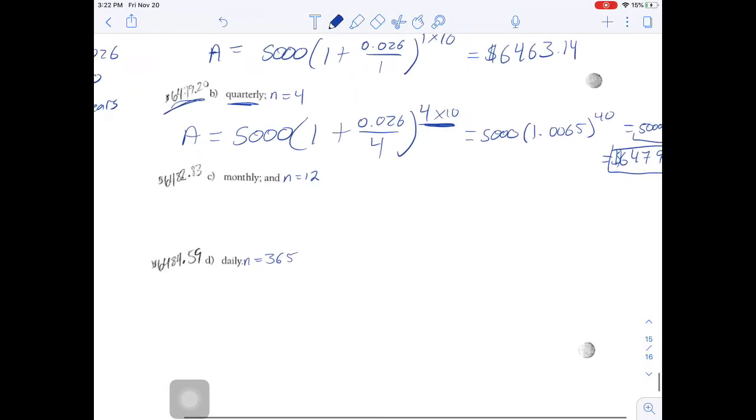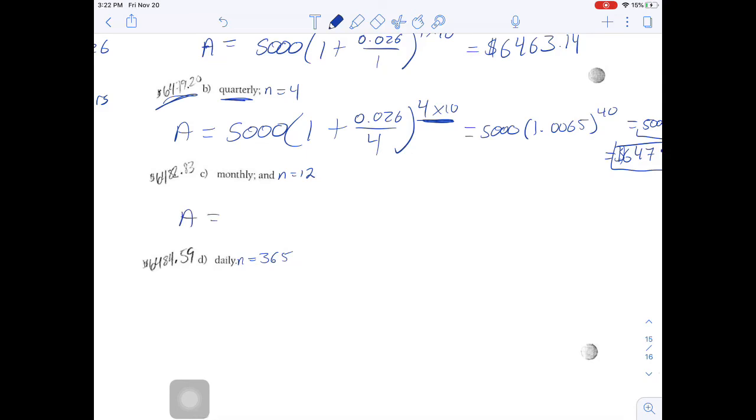So try and do these last few questions out on your own, at least plugging them into your calculator. Okay, so in this case, P is still 5,000. The rate is the same, but this time your n value is 12. So it'll be 12 times 10. See if you can get the proper solution here.